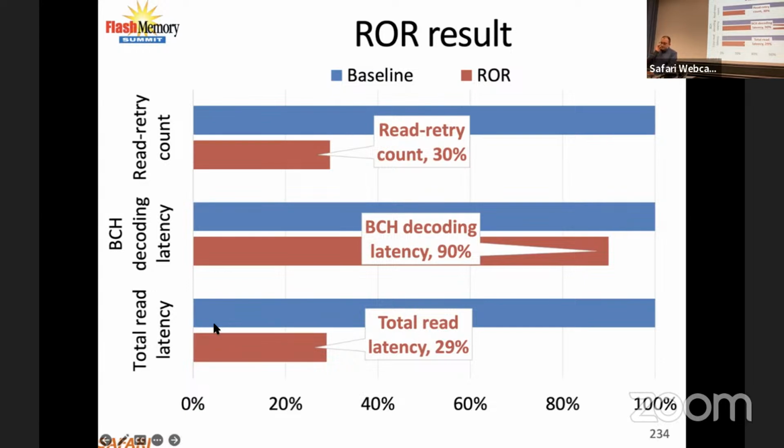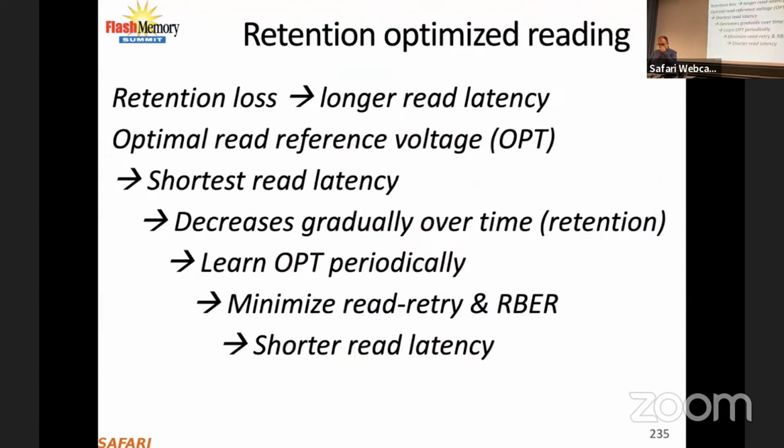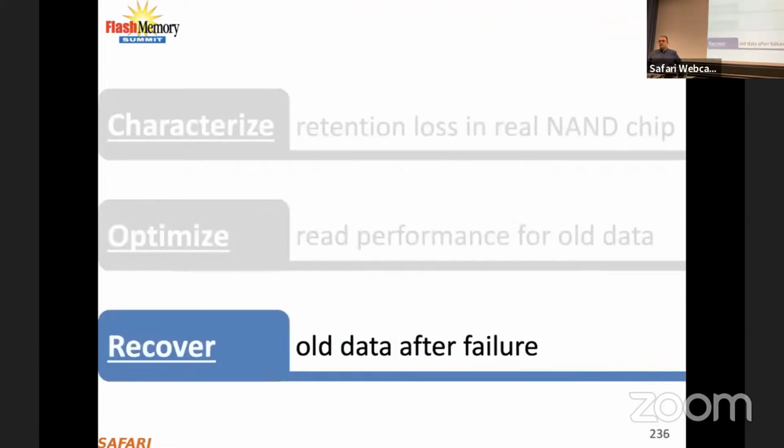For new files, you don't really have that much issue. But for old files, you have a lot of latency issues, because you need to retry the reads a lot of times. With this technique, we can learn the optimal voltage periodically, and then we can minimize read-retry and raw bit error rate, and hopefully get to shorter read latency.